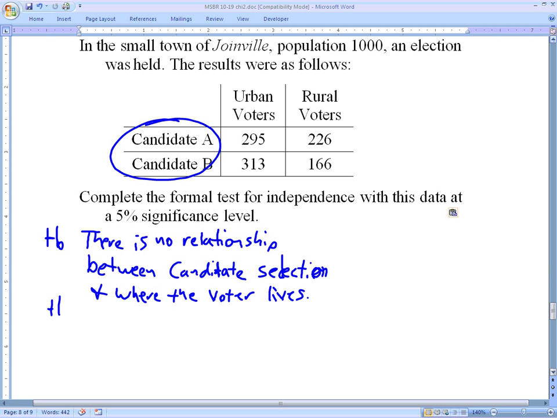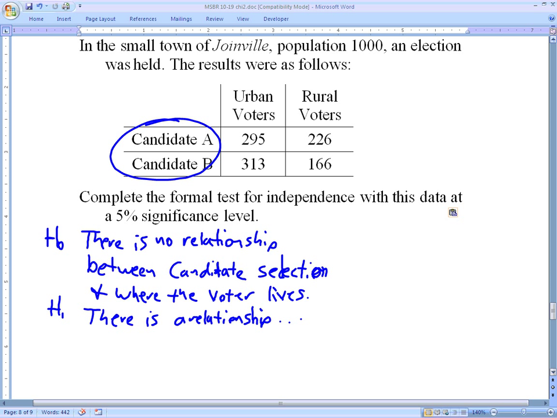Our alternative hypothesis would be there is a relationship between, and I'm just going to put that, just for the sake of time. So there is a relationship between candidate selection and where the voter lives. So it'd be the exact same sentence, except I would take off the word no to say that there is a relationship. That was our first step, null hypothesis.